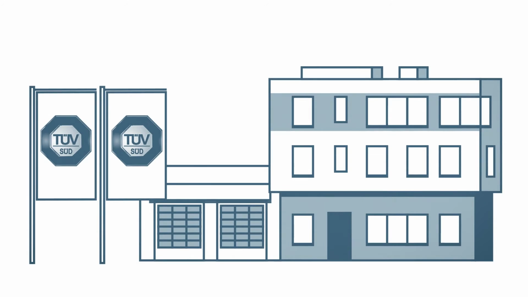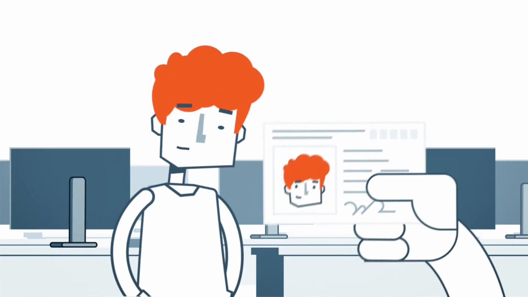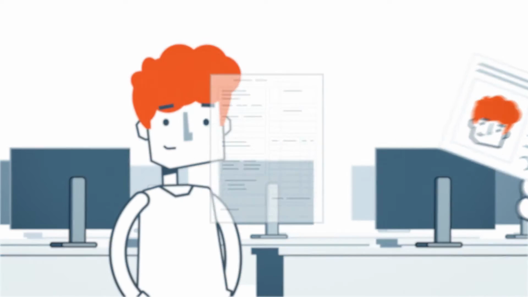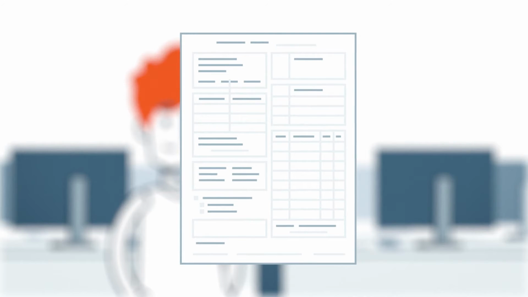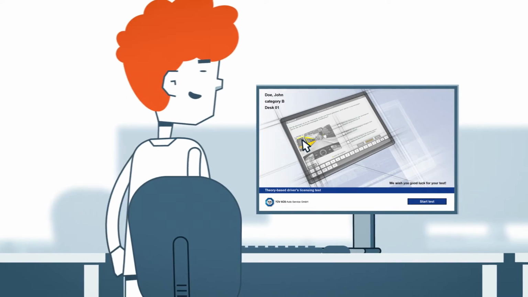After the examiner has introduced themselves to the candidate, he will subsequently check the candidate's identity and inspect whether the candidate has completed the prescribed training content. The examiner will then assign the candidate to an individual examination desk.